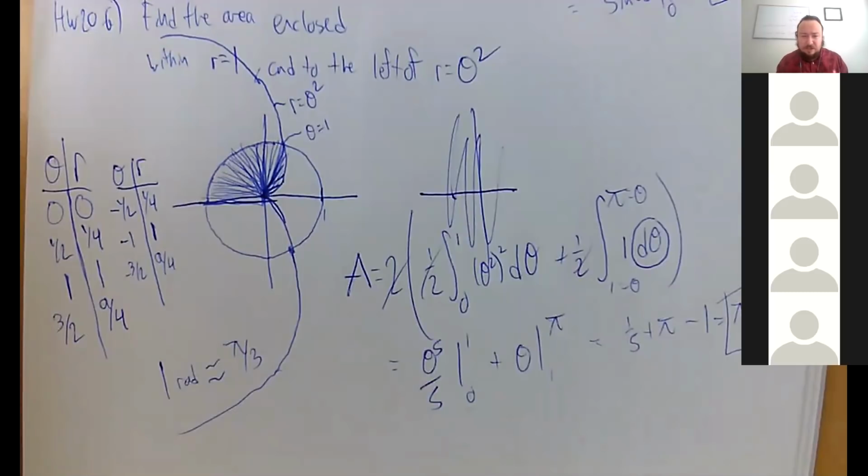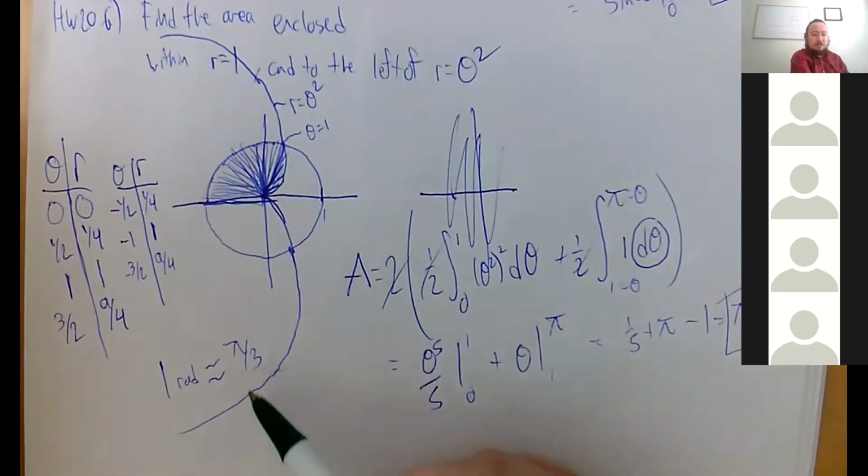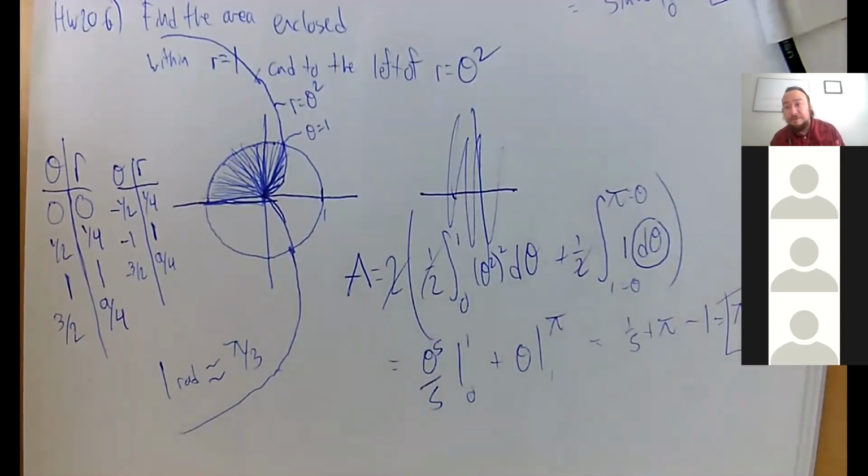Let's see here. But yeah, anyways, I like to use this as kind of a rule of thumb. 1 radian is often very close to pi. I think it's only a few degrees off.